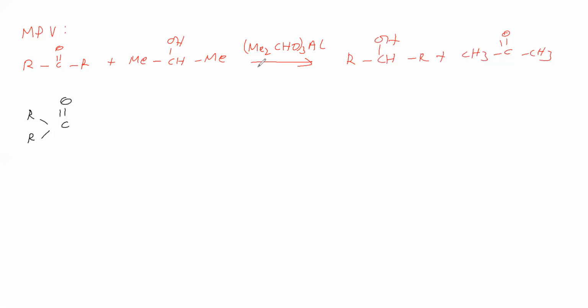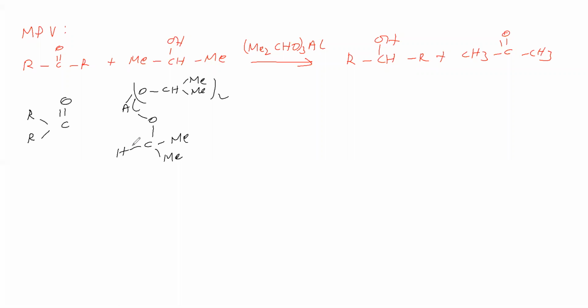Now we will take this ketone. This aluminum isopropoxide we will take. It is one isopropoxide. Remaining isopropoxide we will write. Remaining isopropoxide we have written. This is 2 times. Remaining 2 times we have written. Now, how the chemical equation takes place, that we will see.